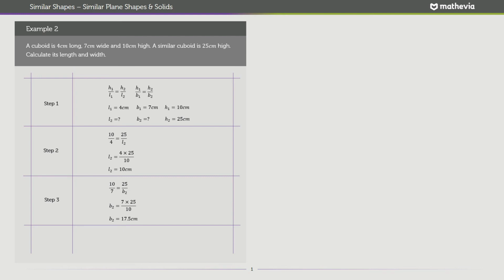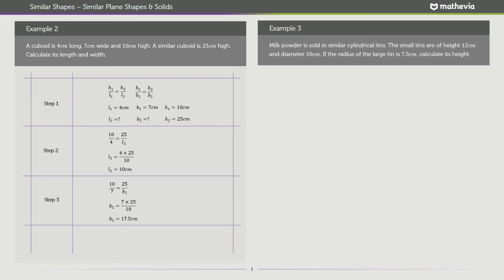Simple stuff. Okay, now final example, example 3, and we have milk powder sold in similar cylindrical tins. Okay, the small tins are of height 12 centimeters and diameter 10 centimeters. If the radius of the large tin is 7.5 cm, calculate its height. So you have two cylindrical tins. The dimensions here we have the height and the radius, so we're given the diameter in this case. So the radius will be half of that diameter, in that case 5 centimeters.